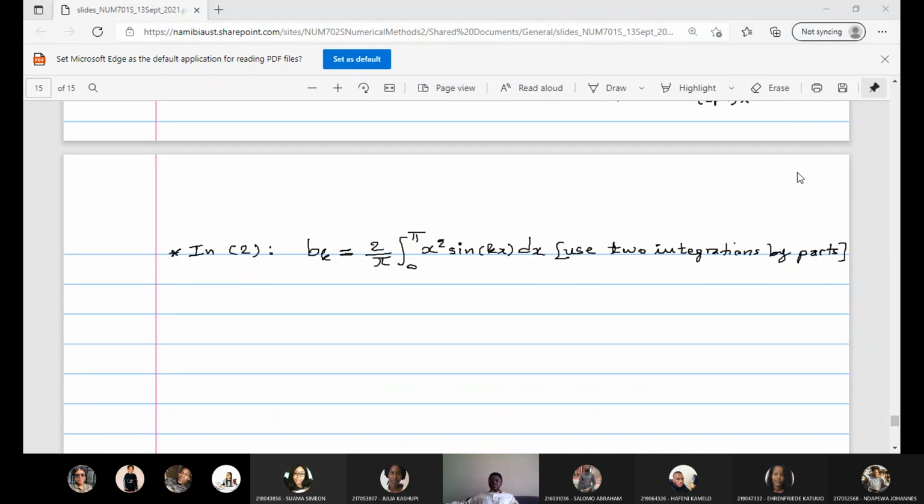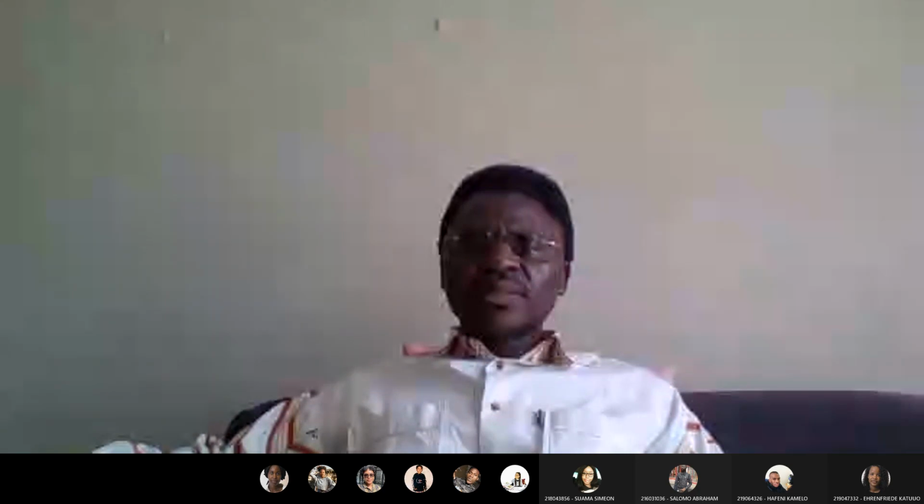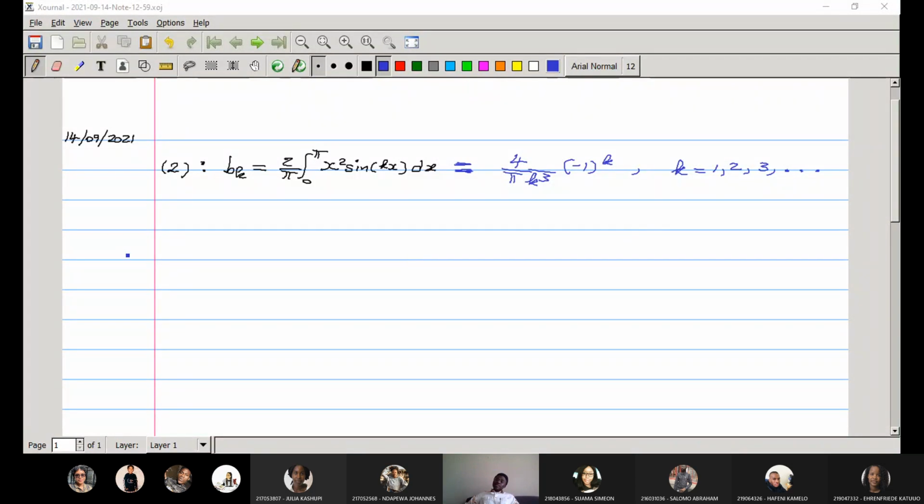Okay, let's try to integrate the first time this thing. And I want you, Katuo, to tell me. So this is the coefficient bk that we want to compute for the function f of x equal to x squared when x is in the interval 0 to pi. So this is how you will compute your bk. So how do you perform integration by parts to this?